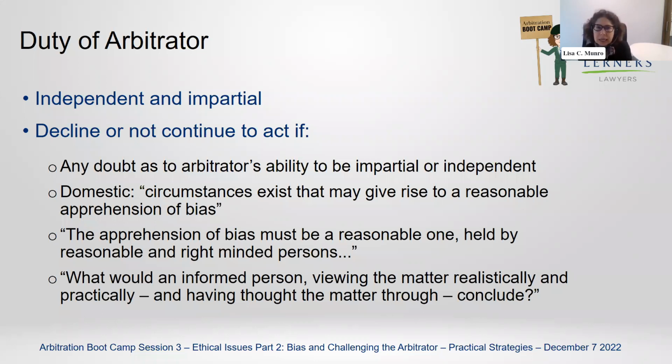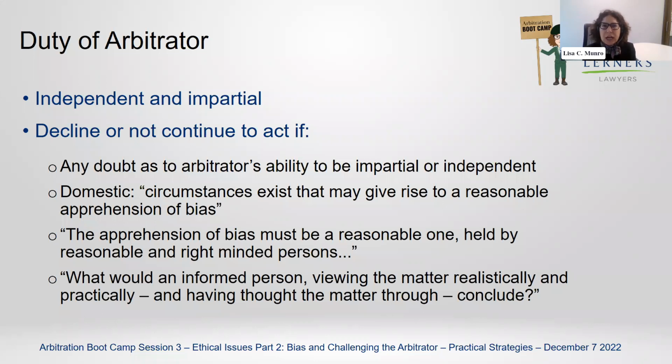The challenge test, however, is higher and understandably is a lot more difficult to establish. The Ontario Act uses the same language, but excludes the words about which an arbitrator is aware. So the test is circumstances which may give rise to a reasonable apprehension of bias.